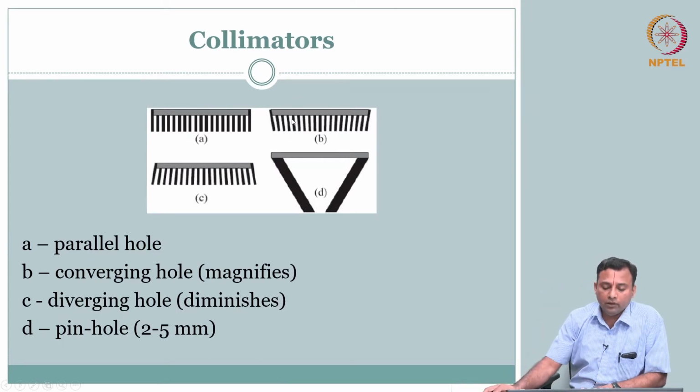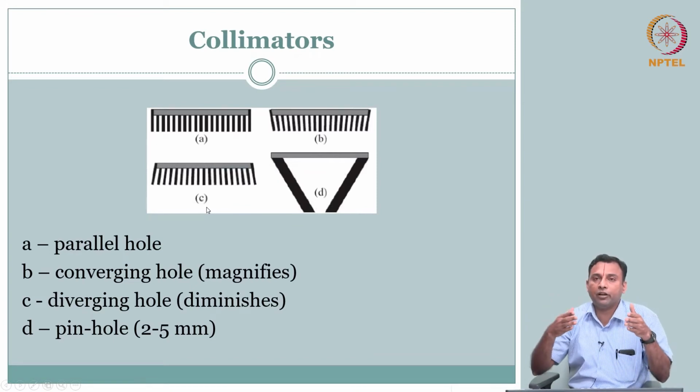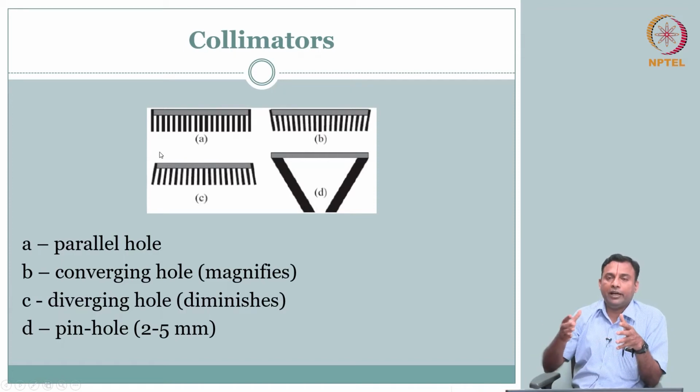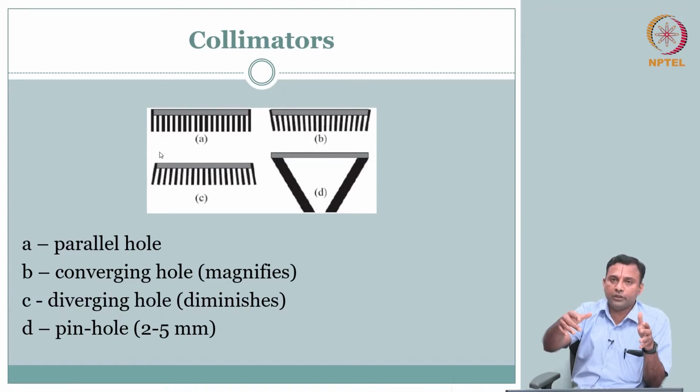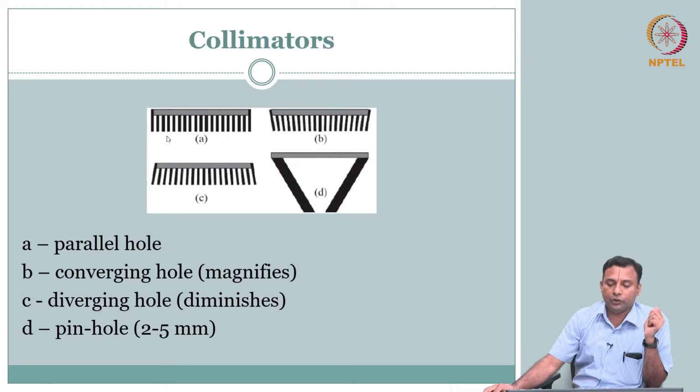So you could have, right, magnifies, you could have converging or diverging. So this one diminishes. So it kind of puts that big field of view into a small. So this is the difference, relationship between the field of view of the object and what is the detector area that is going to be captured.